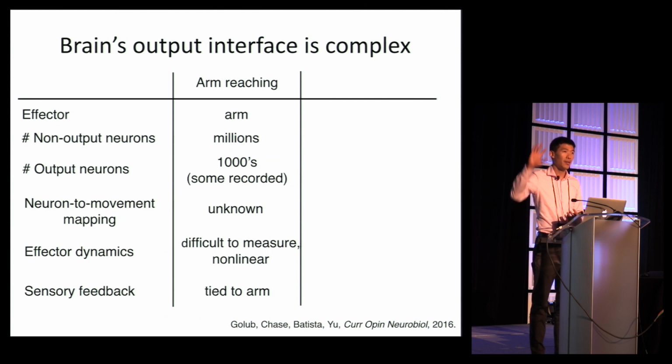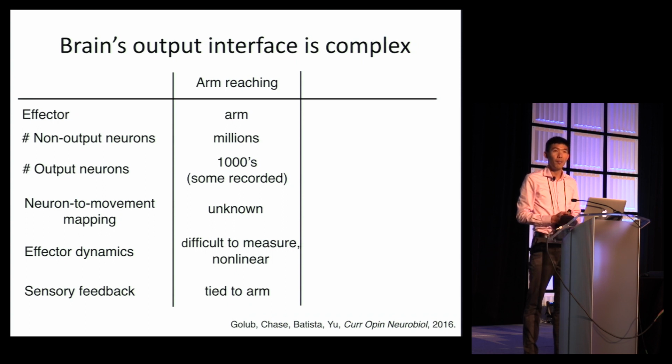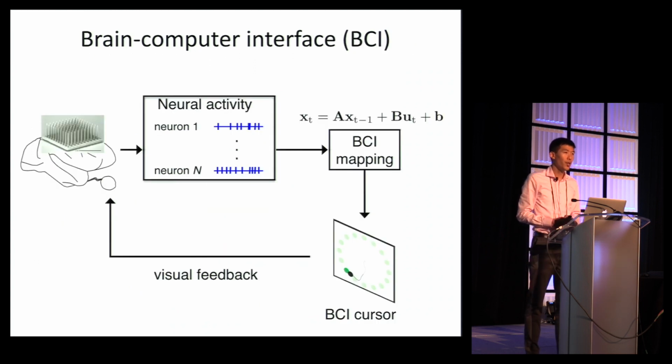The effector dynamics, the many degrees of freedom in our arm movements as well as the nonlinear dynamics of our muscles, make things very complicated. Also, sensory feedback, in this case proprioceptive feedback, is tied to the arm. All of these things together make sensorimotor control with the arm hard to understand. So what we propose here is to use a brain-computer interface to simplify the output interface of the brain.